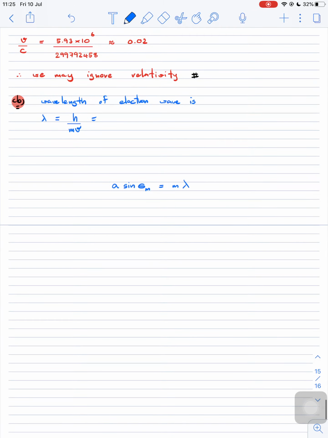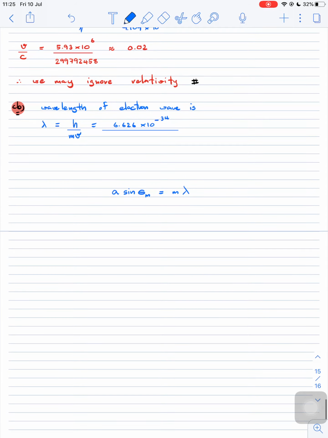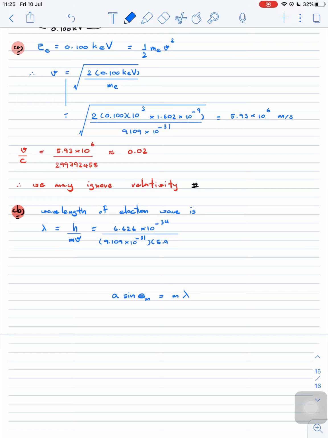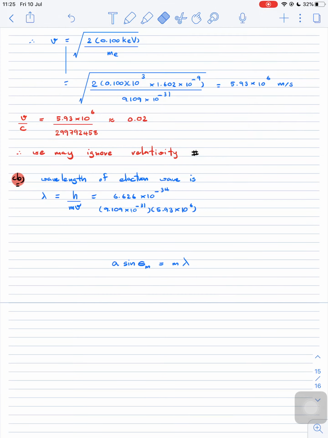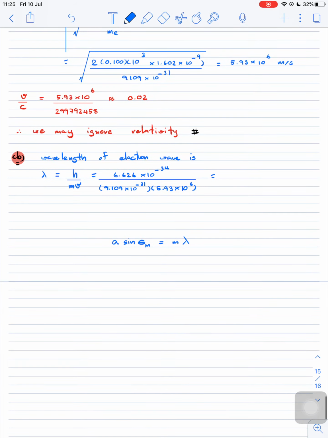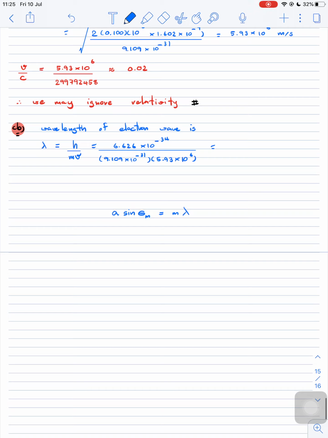So now let's just put in numbers: 6.626 times 10 to the negative 34, over the mass of the electron, 9.109 times 10 to the negative 31, times V, 5.93 times 10 to the 6. I just use everything in SI units. Then we can get that lambda is equal to 0.123 nanometer. Let me write it down as nanometer here.